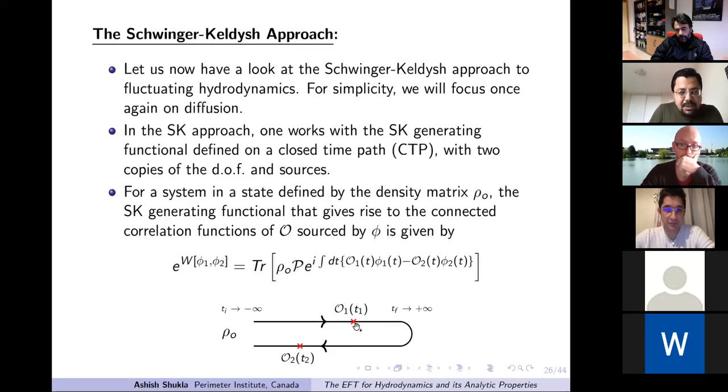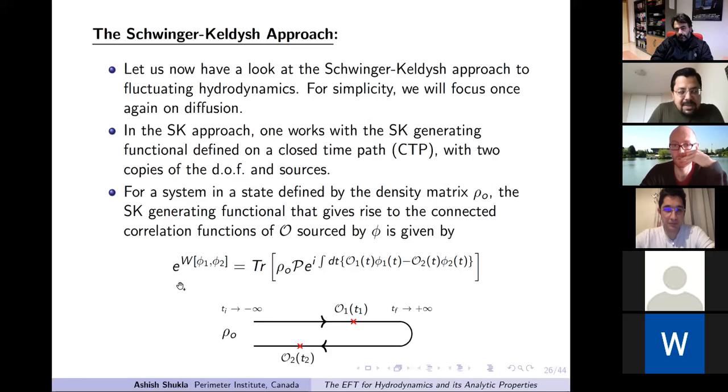One copy I have to insert on the upper leg and the other copy on the lower leg. Okay, and similarly, if this O is being sourced by some field phi, then I have to consider two copies of phi as well. Okay, so this is a peculiarity of this formalism, and it's not very intuitive when you first look at it.